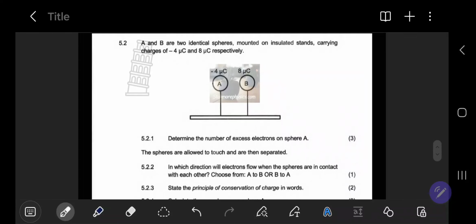(5.2) says A and B are two identical spheres mounted on insulated stands carrying charges of -4 microcoulomb and 8 microcoulomb respectively. 5.2.1 determine the number of excess electrons on sphere A.